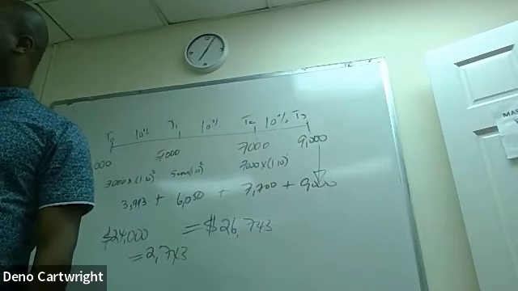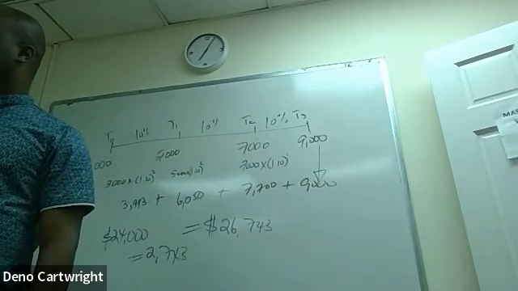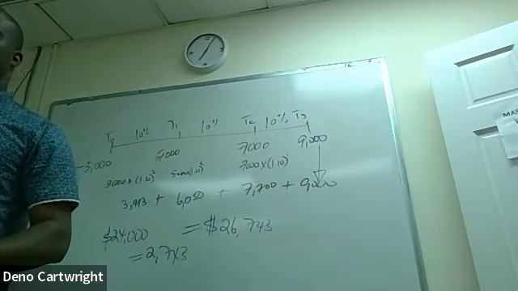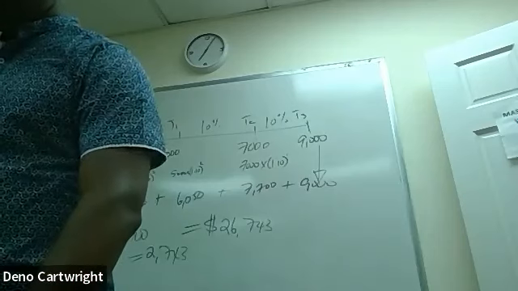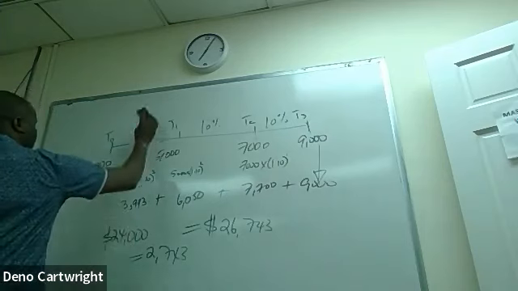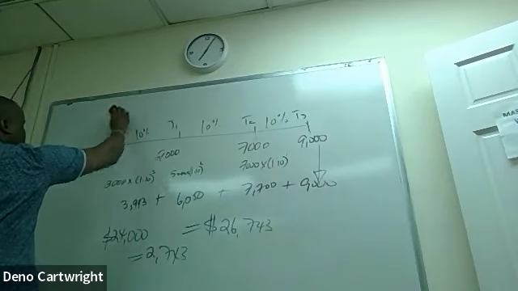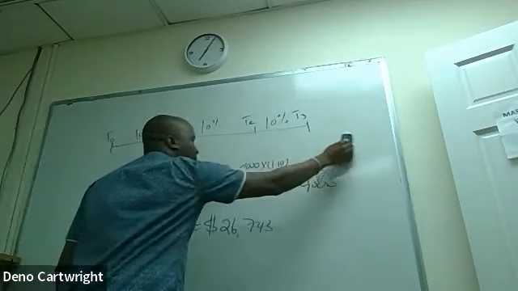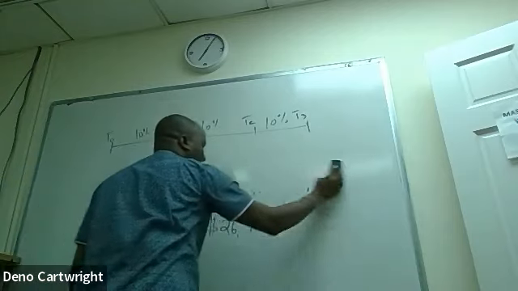Good. We good? All right. What's the future value of an annuity stream? What's the equation for that? Sorry, I have a 4-year interest. I have a 4-year, sorry.